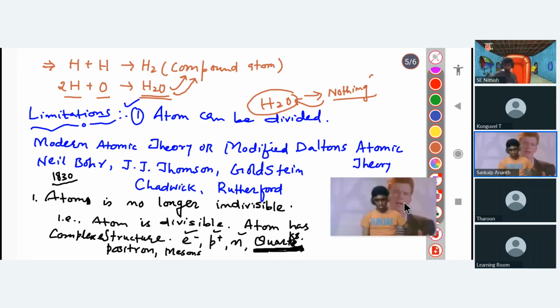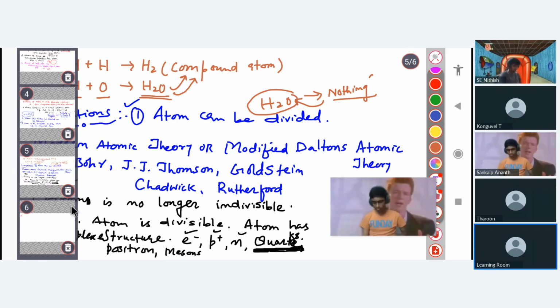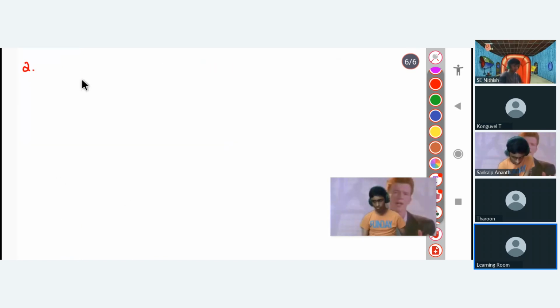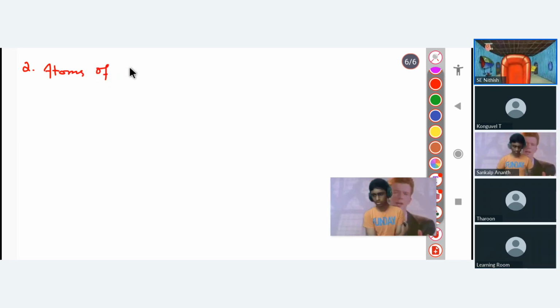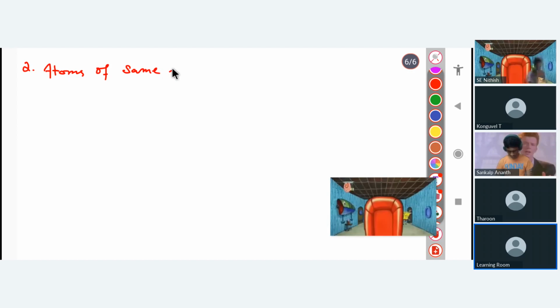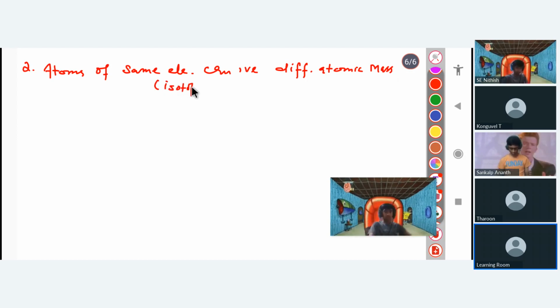Okay, so tell me the next postulate. What was the next postulate of this modern atomic theory? Atoms of the same element have similar properties. According to the modern theory, there are isotopes. Atoms of the same element can have different atomic mass, size, and shape. They are known as isotopes. Sorry, isotopes.